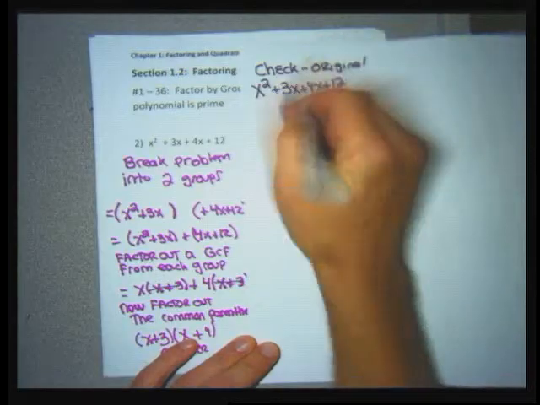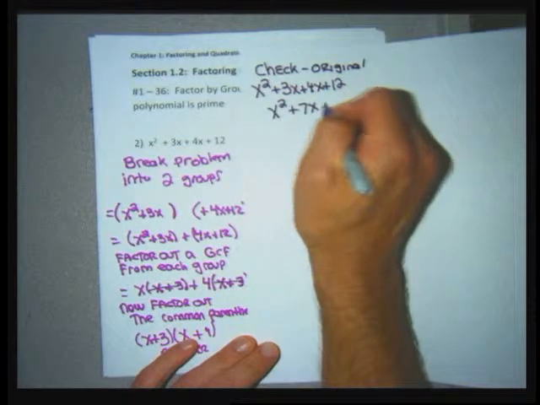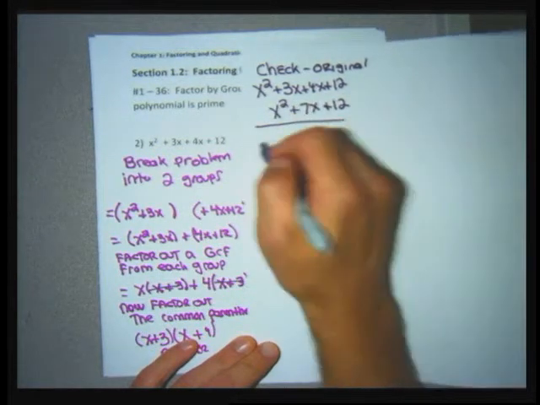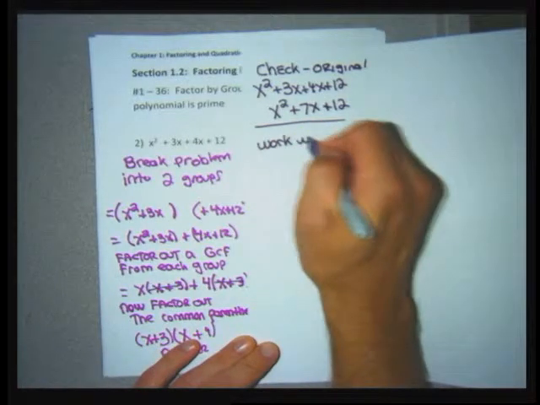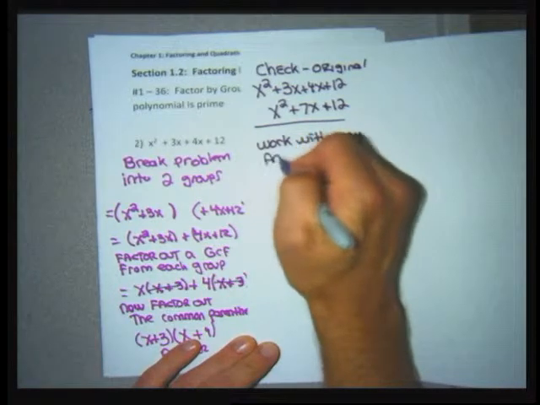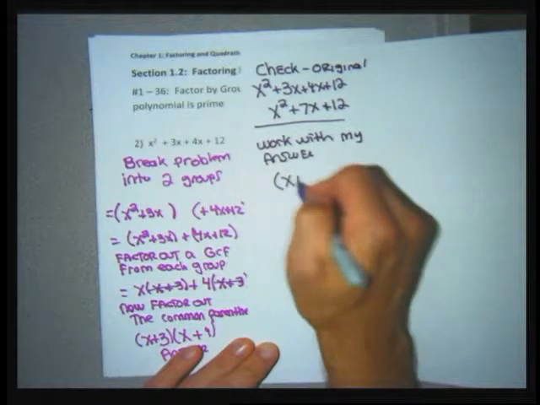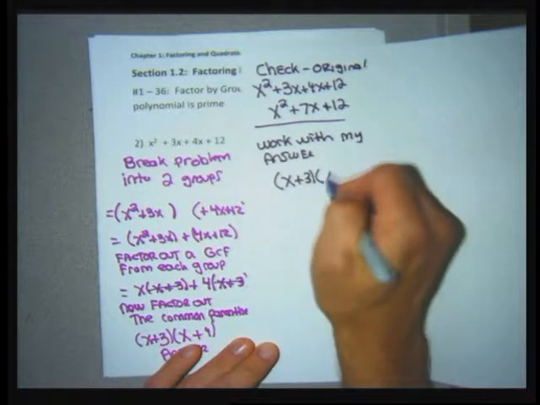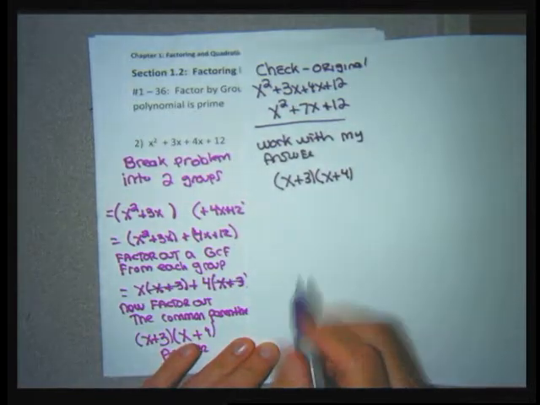And in the original problem, I can add the 3x and 4x and get 7x. And now I'm going to work with my answer in my checking. And what happens is I'm able to make my answer look like the reworked original problem. So my answer I need to simplify by FOILing.